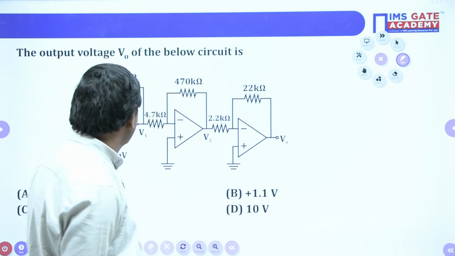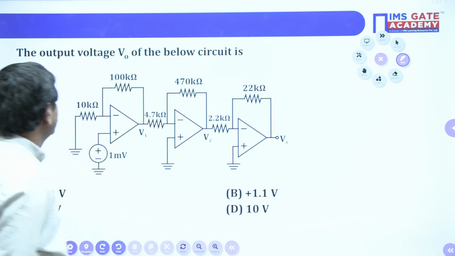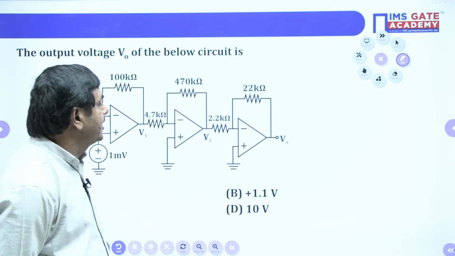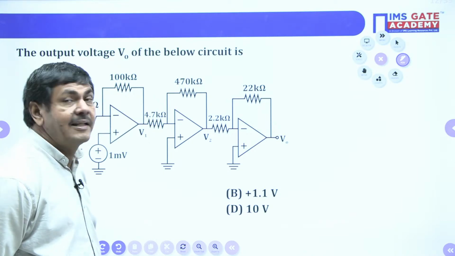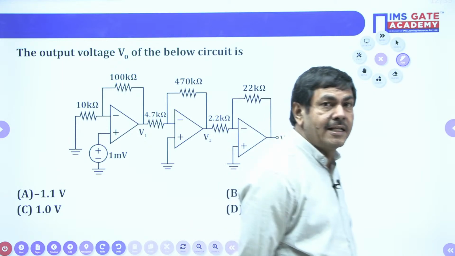Yes, I will do it here now. Please watch. I will explain and do this question. The output voltage V naught of the below circuit is to be found. Not given, even if not given, we need to assume they are ideal op amps only. Sir, it is not given as ideal op amp, sir. How can you say it is ideal, sir?